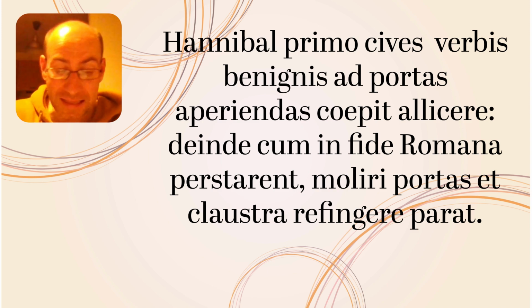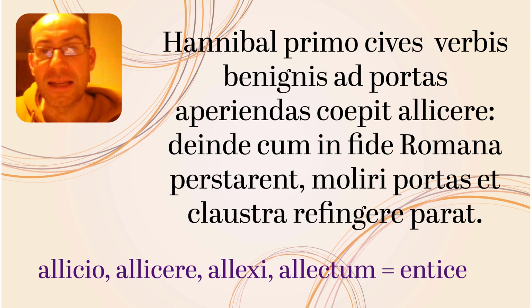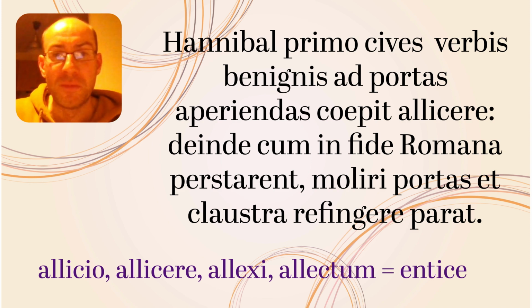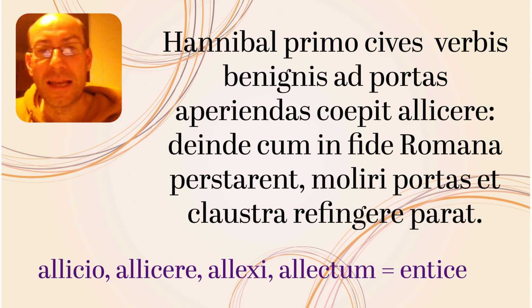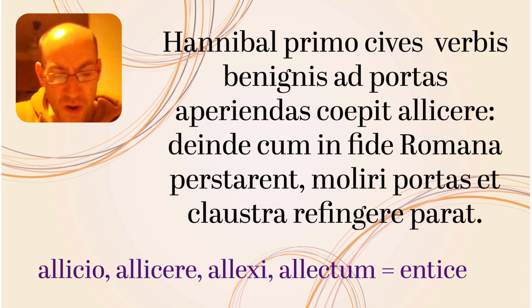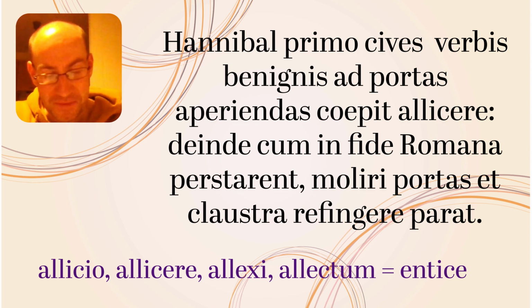Perfect tense. Coepit allicere. Allicio, allicere, allexi, allectum. Best to learn verbs with their four principal parts, guys. That means you can form all the different tenses and participles. Allicio, allicere, allexi, allectum is to entice. So he began, coepit allicere, to entice, to persuade.